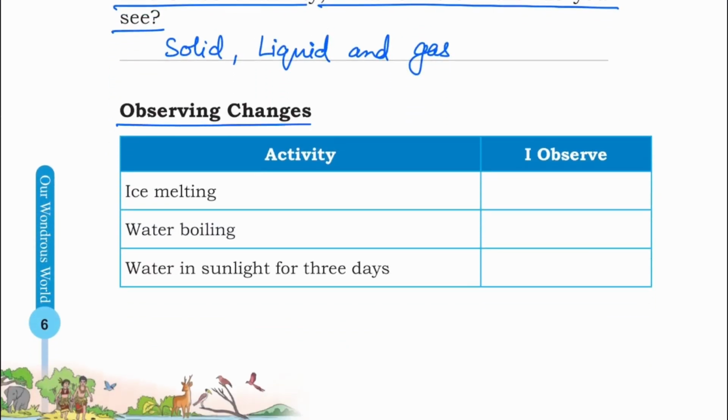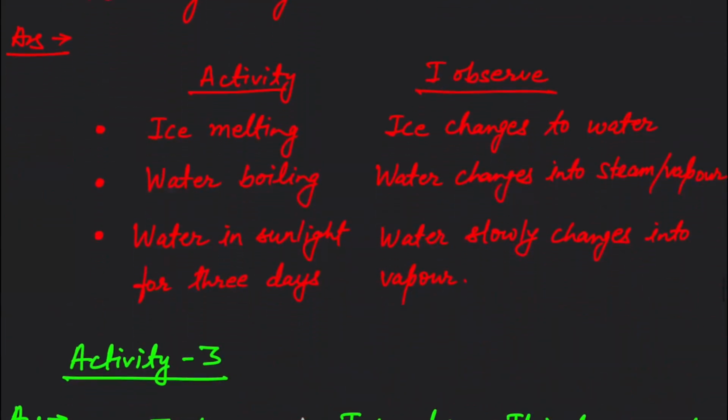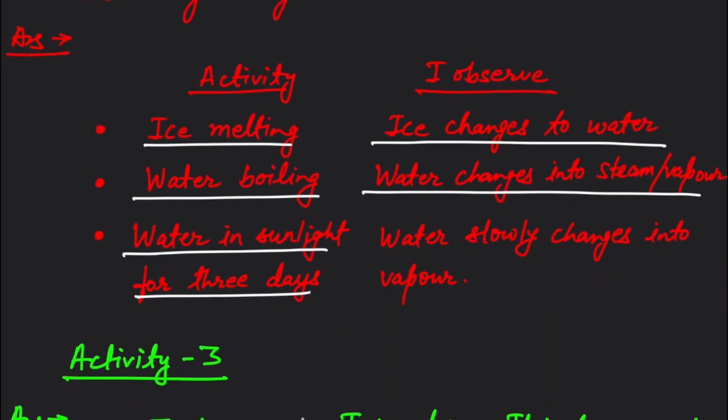Observing changes. Activity, I observe. Under activity ice melting, water boiling, water in sunlight for 3 days, you can write your observation there. You can write like this. For activity ice melting, you can write ice changes to water. Water boiling, water changes to steam or vapor. Water in sunlight for 3 days, water slowly changes into vapor.